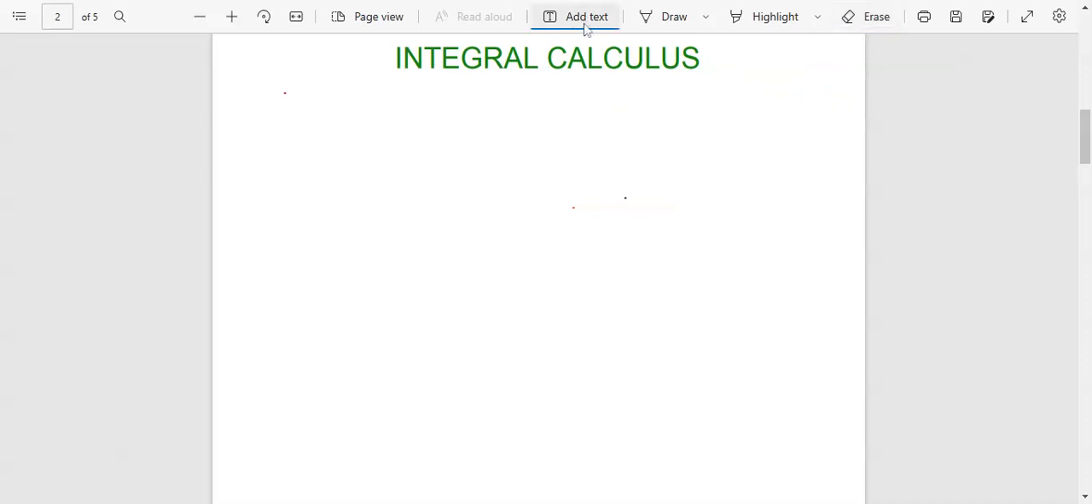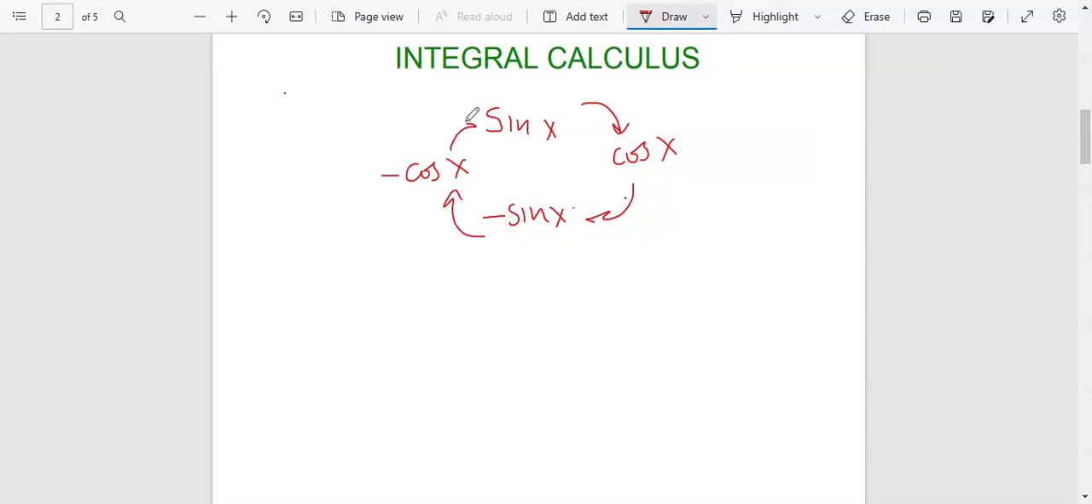Now remember last time I had written a simple table. I said let the y-axis be sine x, the negative y be negative sine x, and then let this side be cos x, and let this side be negative cos x. So we said as you go in this direction, that shows the differentiation. Meaning that if you differentiate sin, you get cos. If you differentiate cos, you get negative sin.